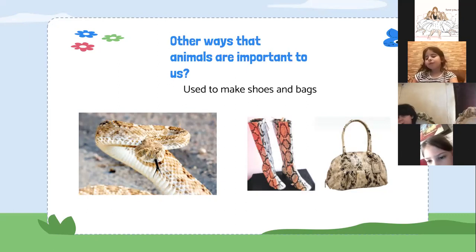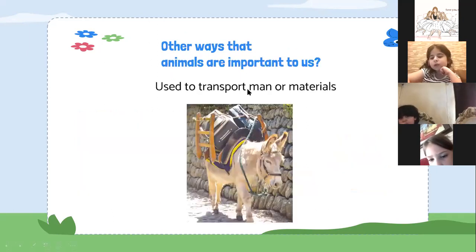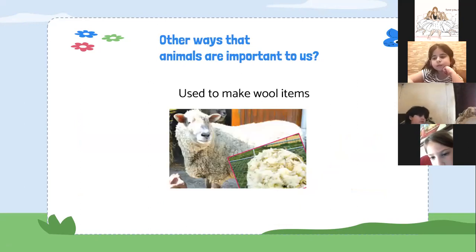We use the skin of the snake to make shoes and bags. Okay, here, what can you see? Donkey. As I just told you, we use the donkeys to transport materials, or we can use them to move from one place to another.